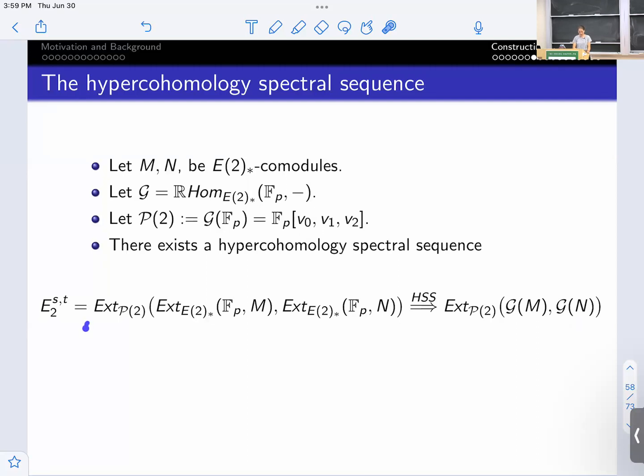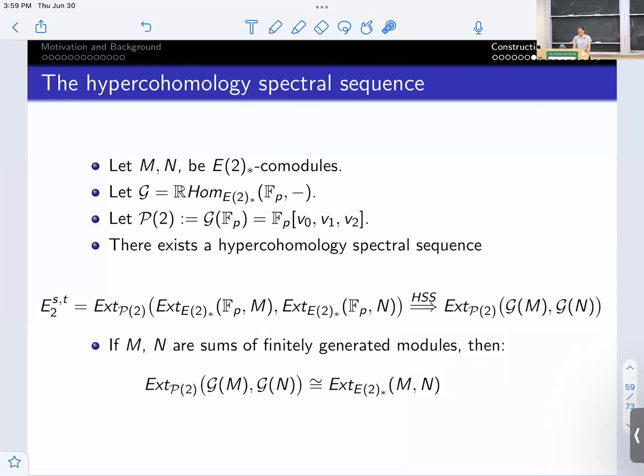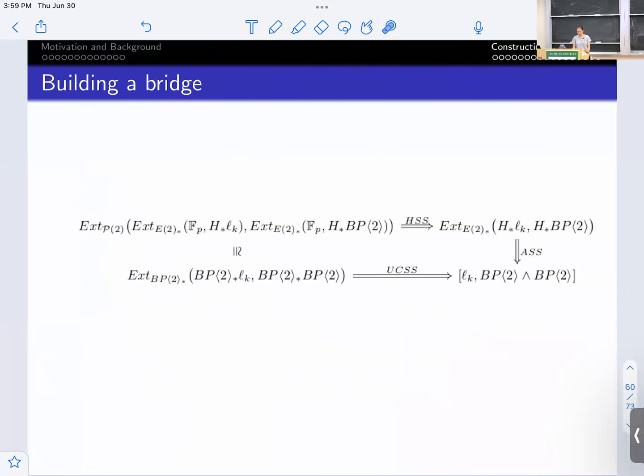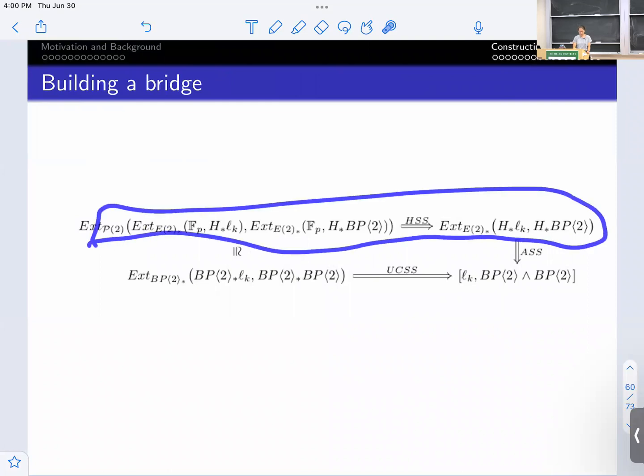So now the left-hand side here looks like what we wanted, but the right-hand side still needs a little work. But it follows from Koszul duality that if M and N are sums of finitely generated modules, then we can rewrite the target here as just Ext over E(2) dual of M and N. So that's very briefly how we get this top line here.